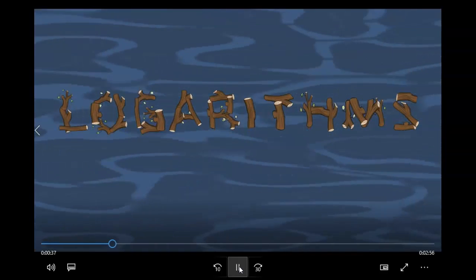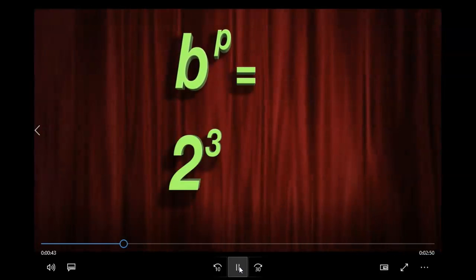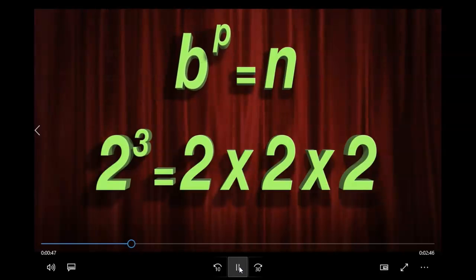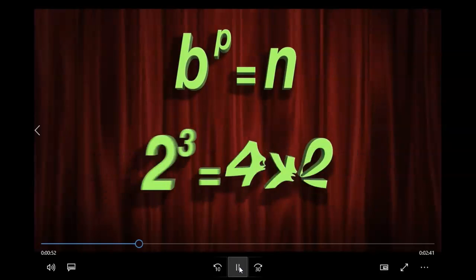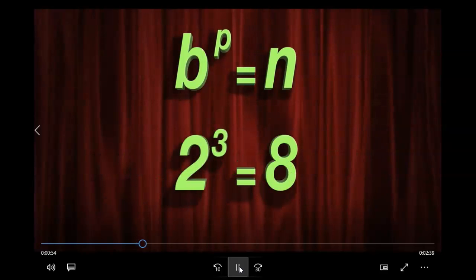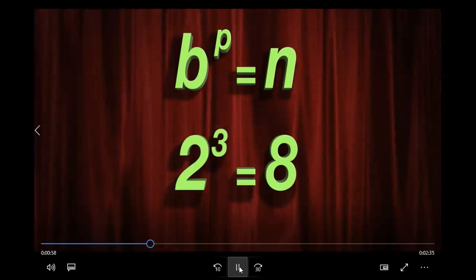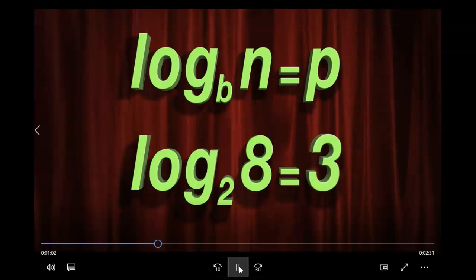Well, what are logarithms? Let's take the base number b and raise it to a power p, like 2 to the third power, and have it equal a number n. We get an exponential equation, b raised to the p power equals n. In our example, that'd be 2 raised to the third power equals 8. The exponent p is said to be the logarithm of the number n. Most of the time, this will be written log base b of the number equals p, the power.